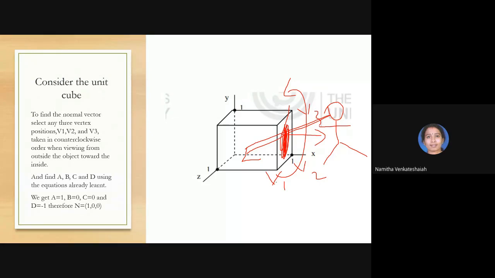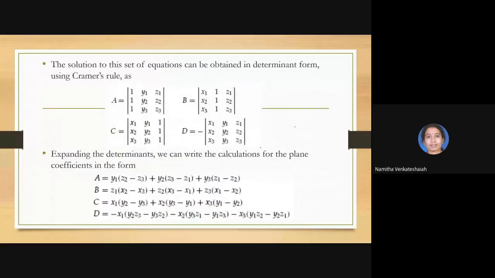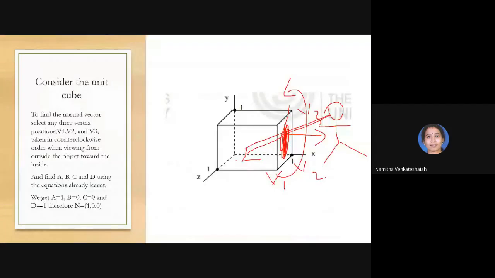So this will be vertex 1, vertex 2, vertex 3. These vertices would be substituted in these equations to find A equal to 1, B equal to 0, C equal to 0, and D equal to -1, which will give us the normal vector 1, 0, 0. So if A is 1, it is 1, 0, 0. If B is 1, it is 0, 1, 0. If C is 1, it is 0, 0, 1, like that.